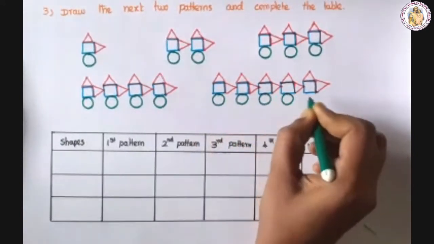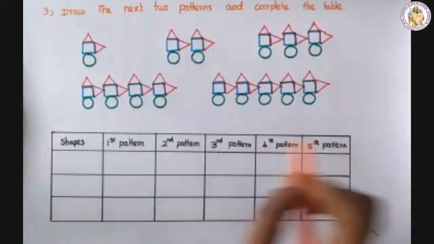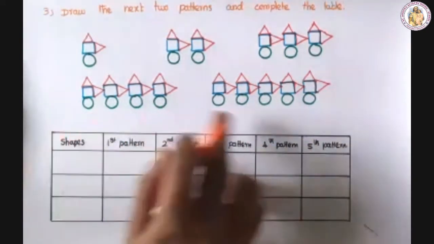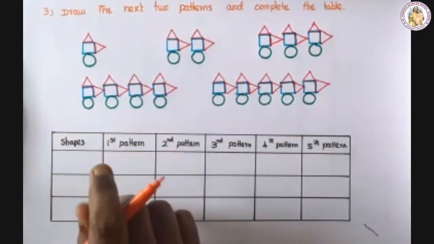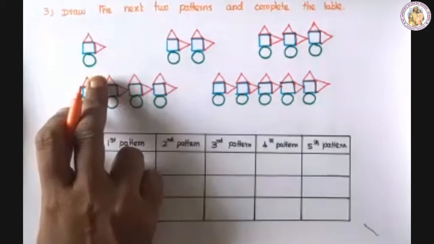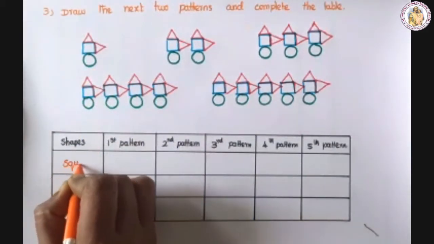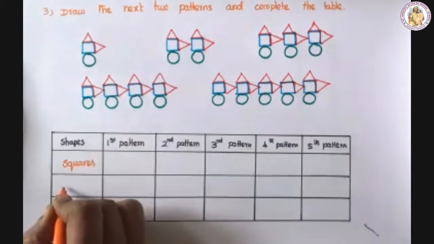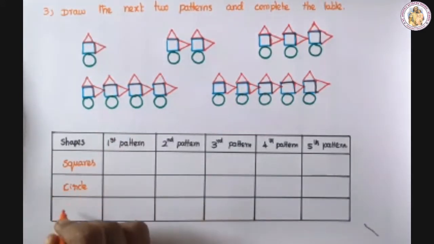One circle for one square. Now we have drawn the next two patterns. Now complete the table. Listen, squares, next circle and triangle.